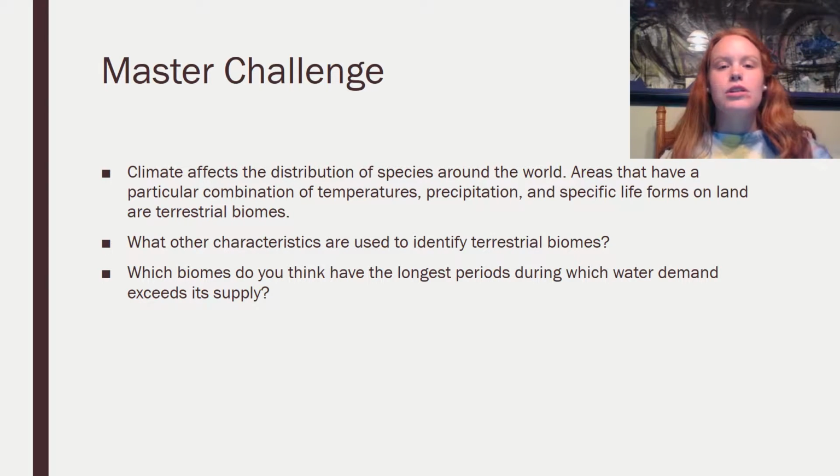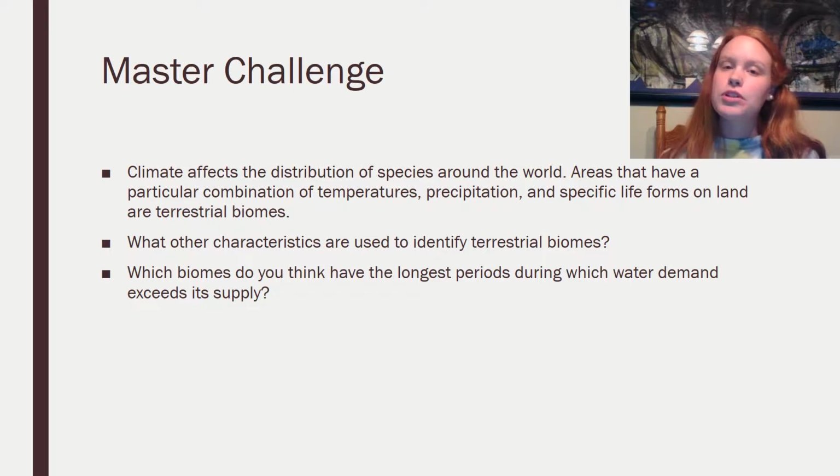What I want you guys to do is go ahead and do this master challenge. When we do these kinds of videos, we're going to be having a master challenge. A master challenge gives you a little background and then asks you a few questions. Since this is our first one, we're just going to go step by step. This one says that climate affects the distribution of species around the world. Areas that have a particular combination of temperatures, precipitations, and specific life forms on land are terrestrial biomes.